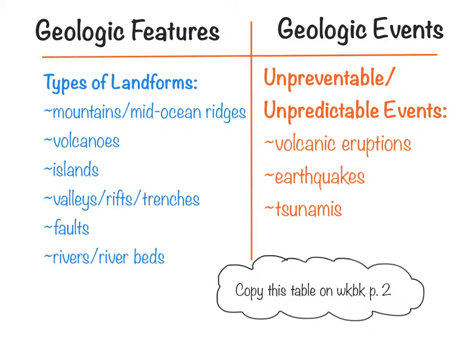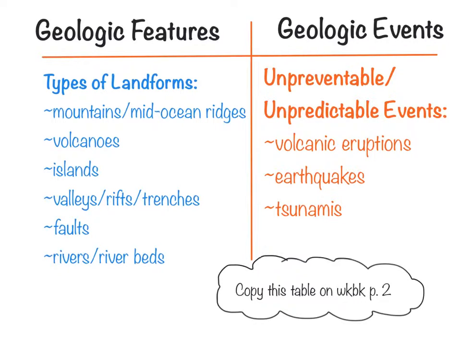So mountains and mid-ocean ridges. Mid-ocean ridges are chains of mountains, and obviously in the ocean. Volcanoes, islands, and remember, islands can be mountains, and islands can also be volcanoes. We have different ways to say the word valleys. So obviously valleys that happen on the continental crust.